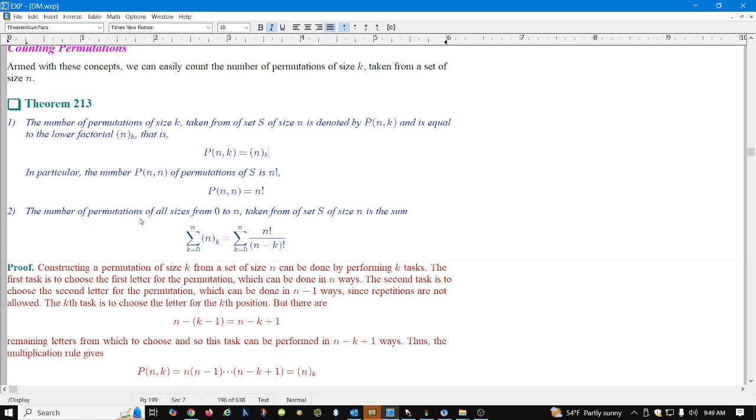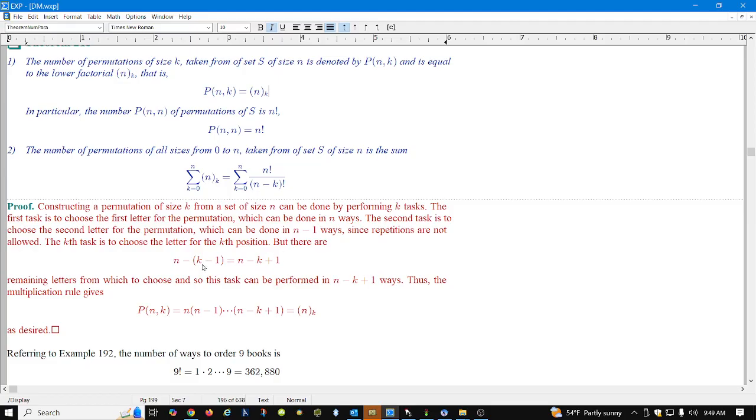The total number of permutations of all sizes, from size 0 to size n, taken from a set of size n, is this sum of all of the lower factorials. And that's about the best you can do. There's no simple closed formula for this sum, at least as far as I know.